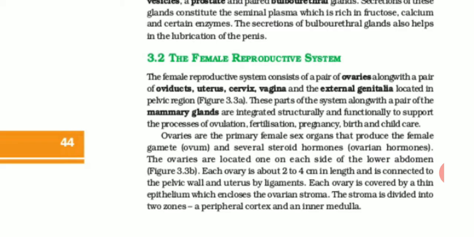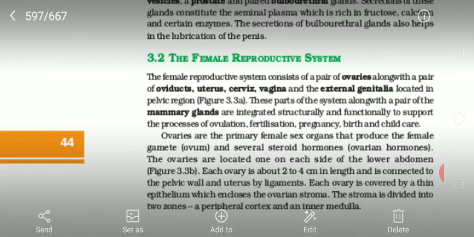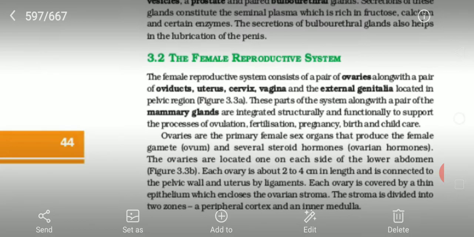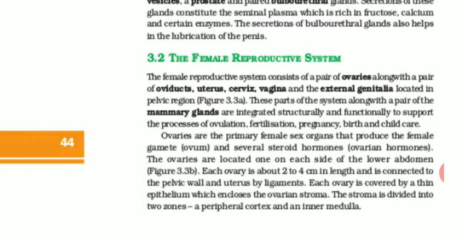Each ovary is covered by a thin epithelium which encloses the ovarian stroma. The stroma is divided into two zones. One is the cortex region, another is the medulla region. As we studied in the kidney, it is divided into two regions, one is cortex and another is medulla. Same here, the ovarian stroma is divided into two zones: one is the cortex zone and another is the medulla zone.